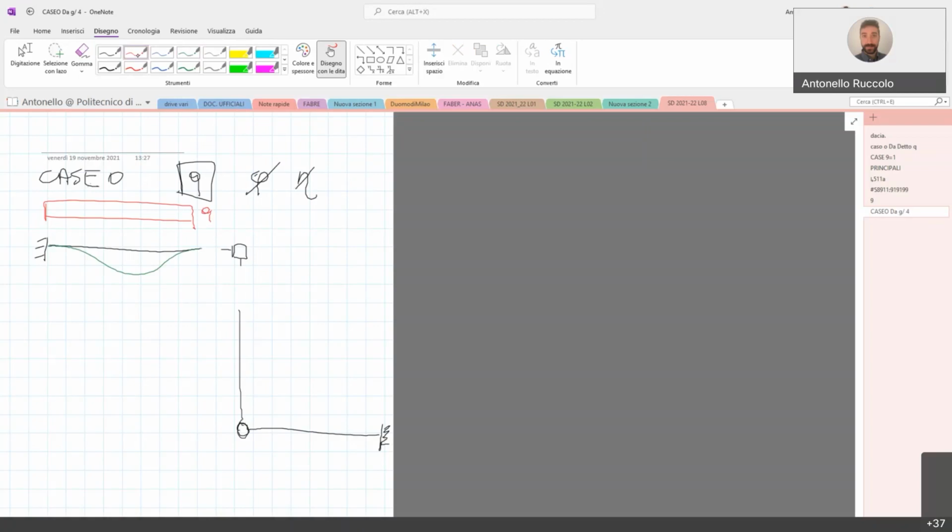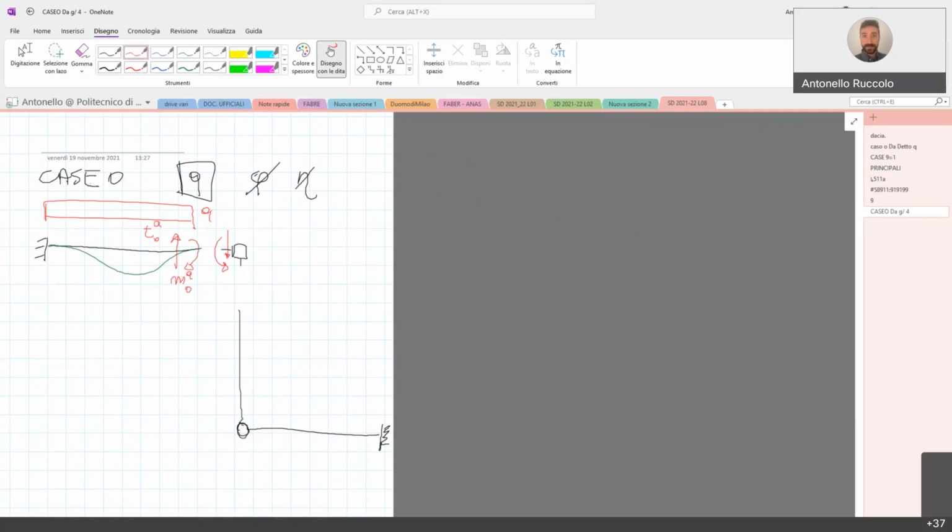Now, the reactions on the beam induced by the nodes, obviously, it will be some bending moment, M0A, and also the vertical reaction, T0A. On the node, they are applied equal but opposed. On the other beam, there is nothing happening, because we have no load applied on the beam B and C.